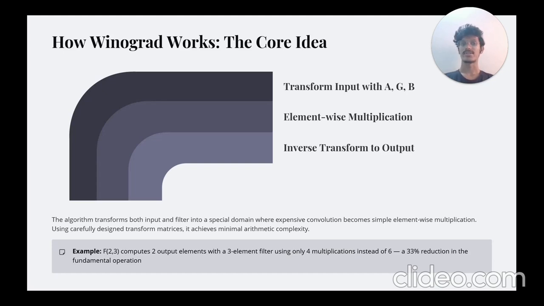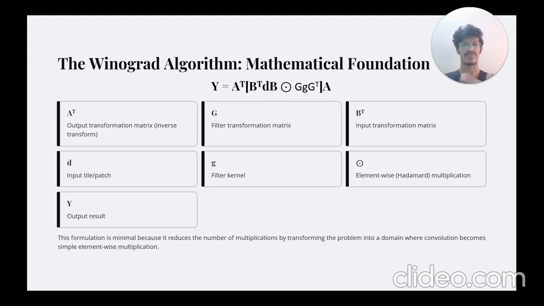So how does it work? Basically, we use a specific formula. We use the input vector which we are giving in, and then we've got a predefined set of matrices, A, G, and B. We perform element-wise multiplication, and then we perform an inverse transform to get the output. Soon I'll be showing a visualization of how it works. First, let me explain what the formula is.